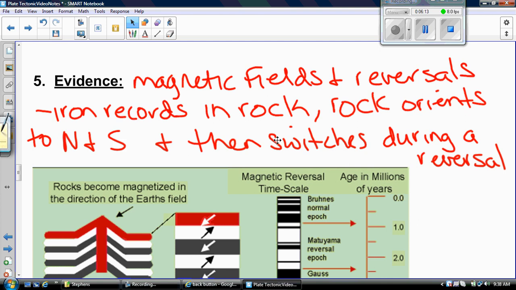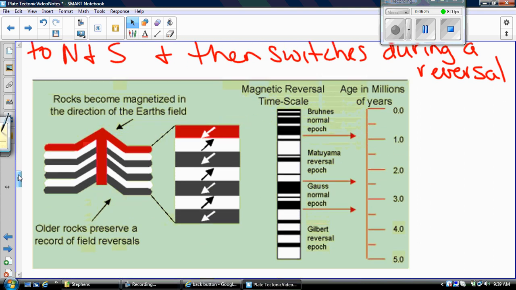So if rocks are forming during reversals, the iron in rocks could be pointing north in one section of rock and then pointing south in another section. So they looked at the rocks, and what they found was that they switched directions. So this one is where a reversal happened, and the iron pointed south instead of north. Okay, reverse, reverse, reverse. So these magnetic reversals are also showing that our continents are moving because they find these in different areas.